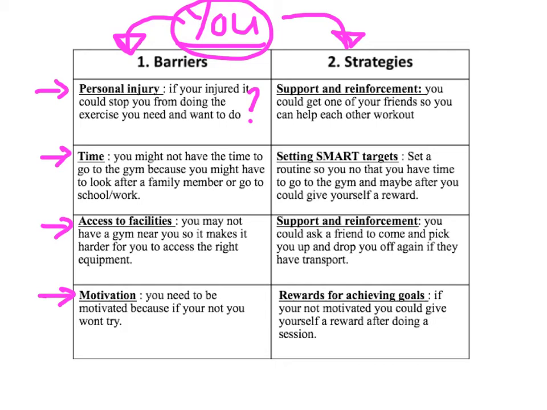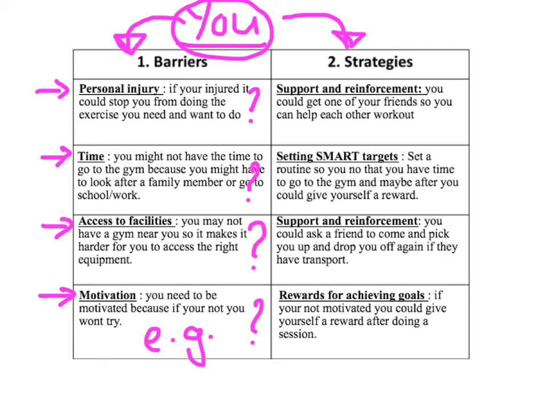Do you have a problem with time? Again, why? Put it from your perspective. Do you have access to facilities or not? Is this a problem for you? Needs to be about you. Motivation. Do you lack motivation at times? If so, say why. Explain. Describe. Give examples of what you mean.